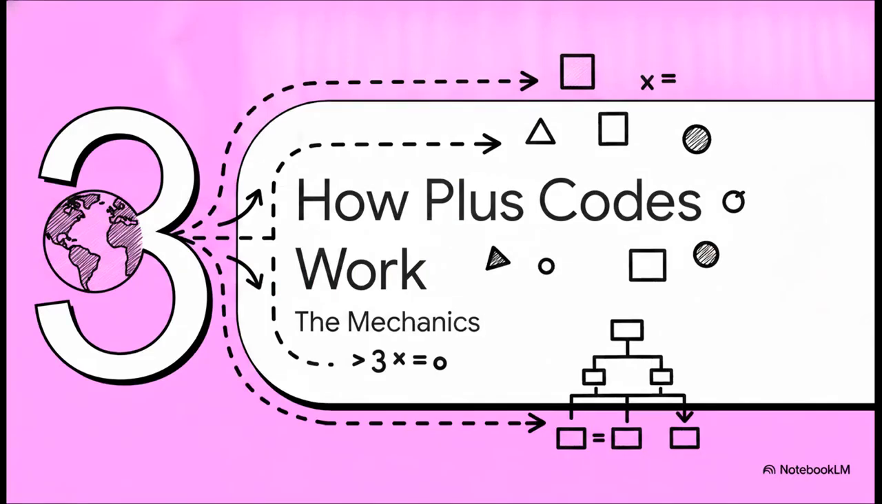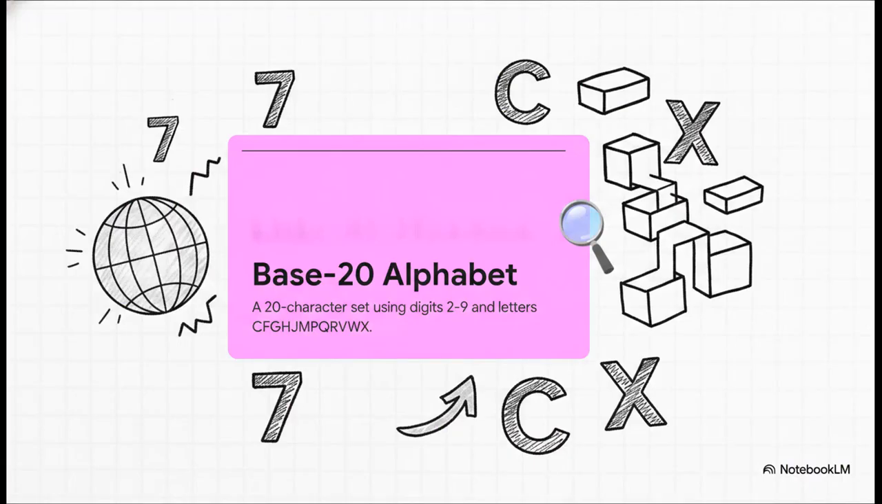All right, section 3, how plus codes work. Now, what's really interesting about this part is how we take a giant planet and turn it into these little tiny codes. Let's break down the math. It all starts with a specialized alphabet. The system essentially transforms traditional global coordinates into what mathematicians call a base 20 alphabet.